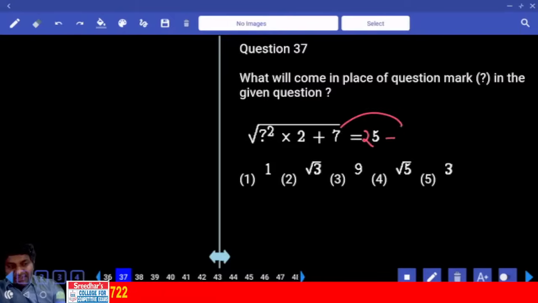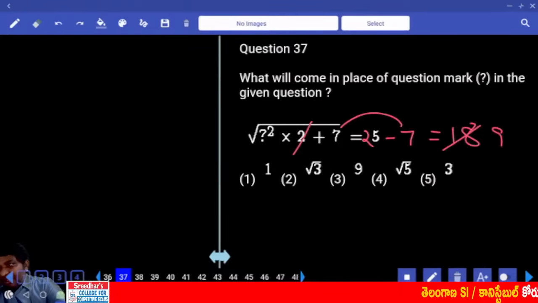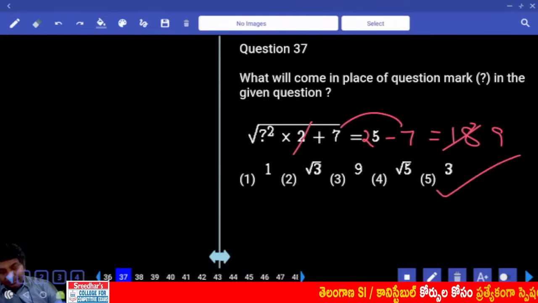7 goes to the other side. How much? 18. 2 how many times? 9 times. X square is 9. X is 3.